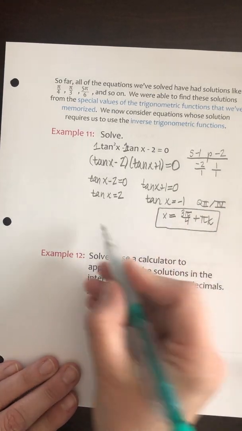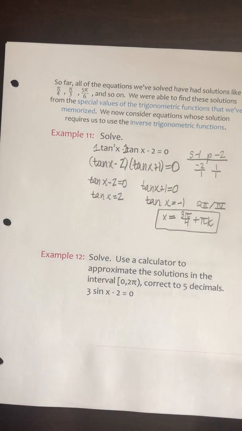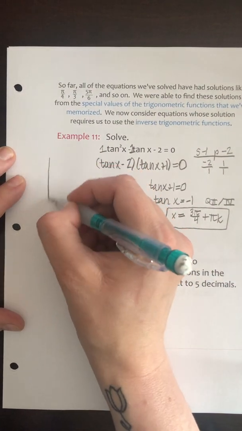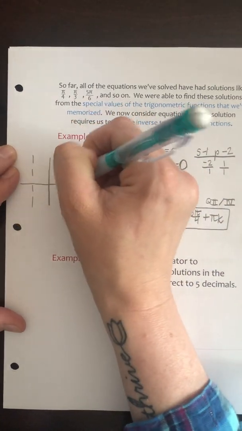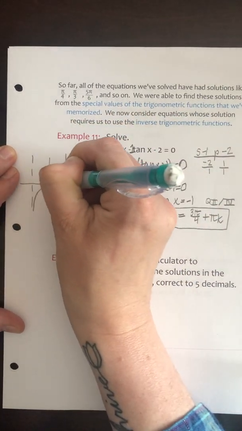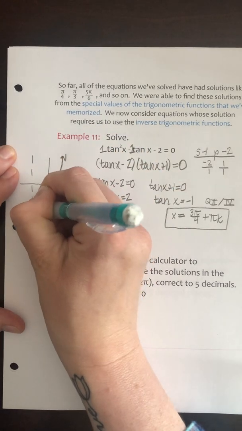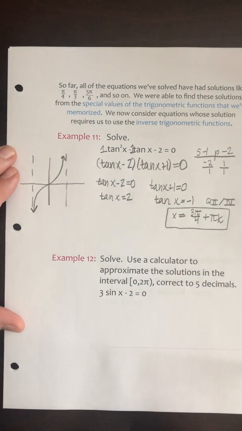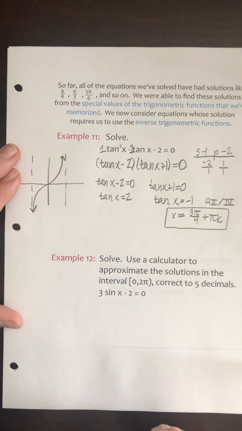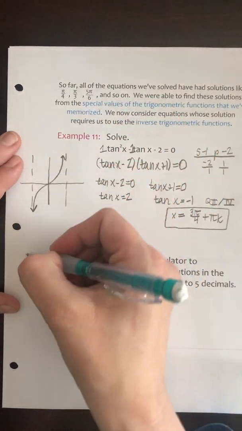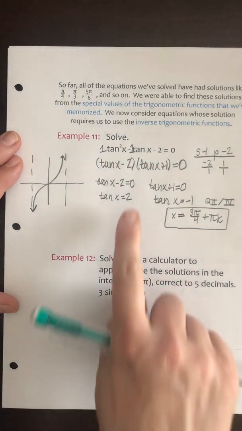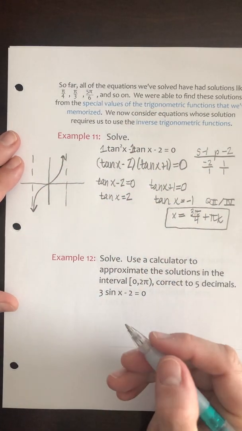But let's look over here where we have tangent x equals 2. Now, hopefully you guys have not forgotten the graph of tangent. Remember, you got these asymptotes and it crosses through the origin and it looks something like this. 2 is not a value that we just know what that is. It's not on the unit circle. It exists because tangent has a range of all real numbers, so it can be 2. We just don't know what it is.